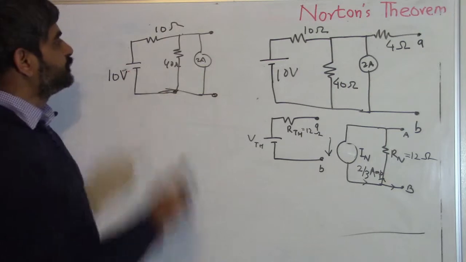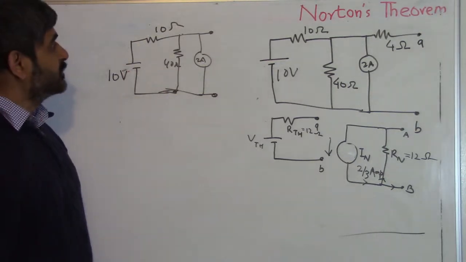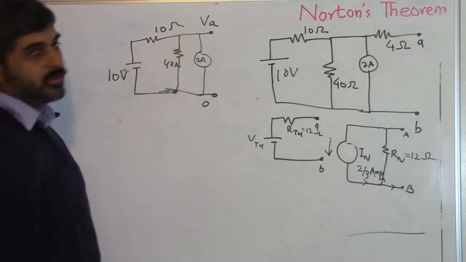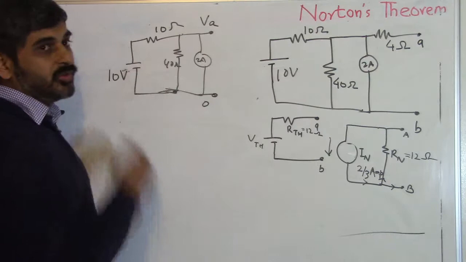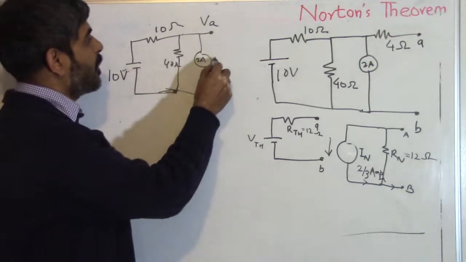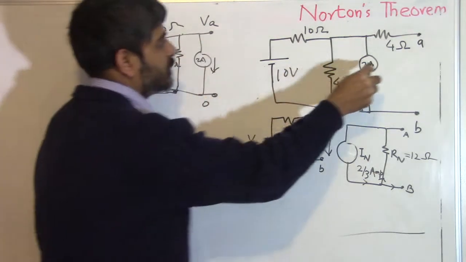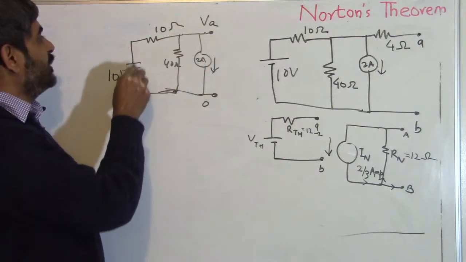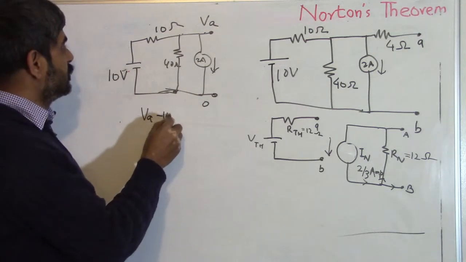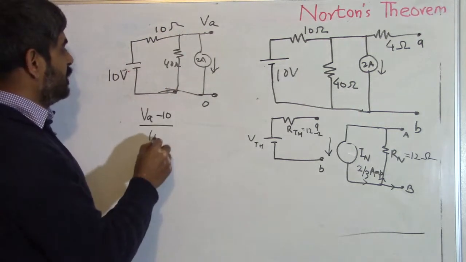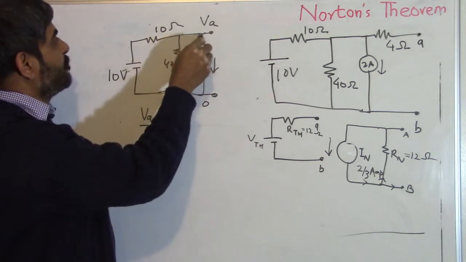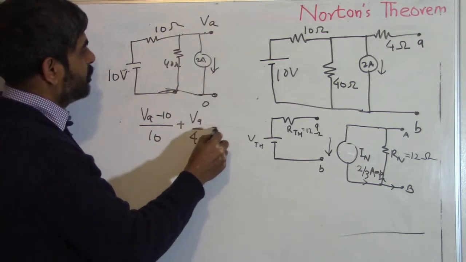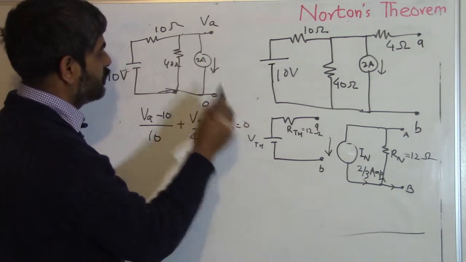How do we do that? We can again apply the Kirchhoff voltage law. Let us say this is VA and let us say this is at 0 volt. And we use again Kirchhoff's law. The direction of the 2 ampere is given to be in this direction. So (VA minus 10 volt) divided by this resistor 10, plus VA upon 40, plus 2 ampere is equal to 0.